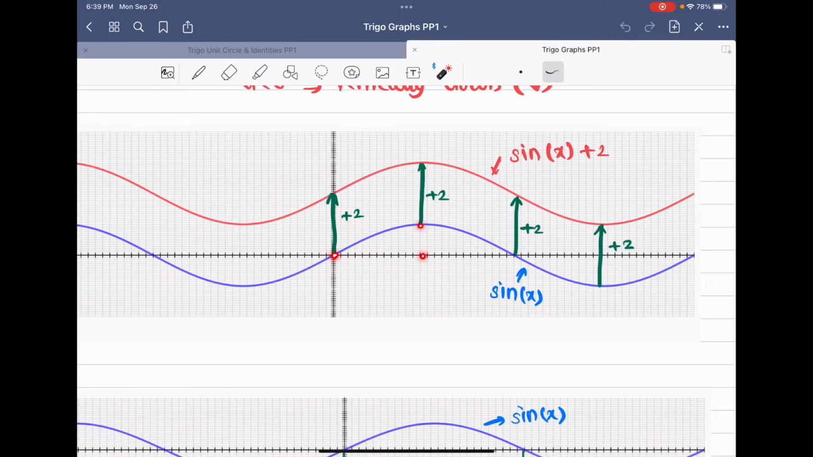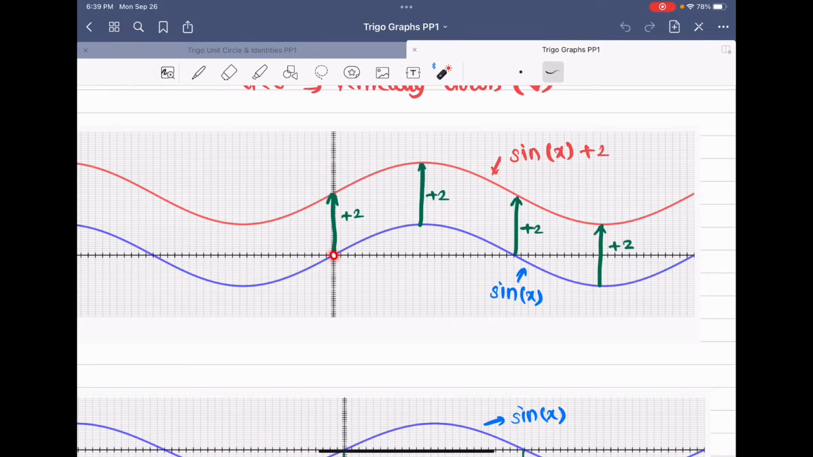Sine 90 is 1, sine 180 is 0, sine 270 is -1, sine 360 is 0. I am typing now sine x plus 2. Please understand, don't add this 2 in x. X is an angle. So when I am typing sine x plus 2, that means the full sine x graph is moved upward by 2 units.